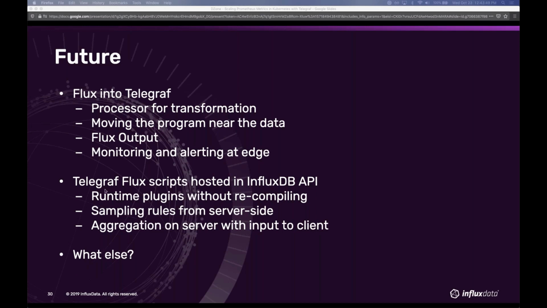We're going to have these Telegraf Flux scripts hosted in InfluxDB. That's really cool because then it allows these essentially like runtime plugins without needing to recompile Telegraf. So imagine downloading this domain-specific language from a central server on startup, and then that specific program can be run. Those programs can be checked into version control and so on, allowing this kind of very rich runtime experience very close to the metrics at hand.